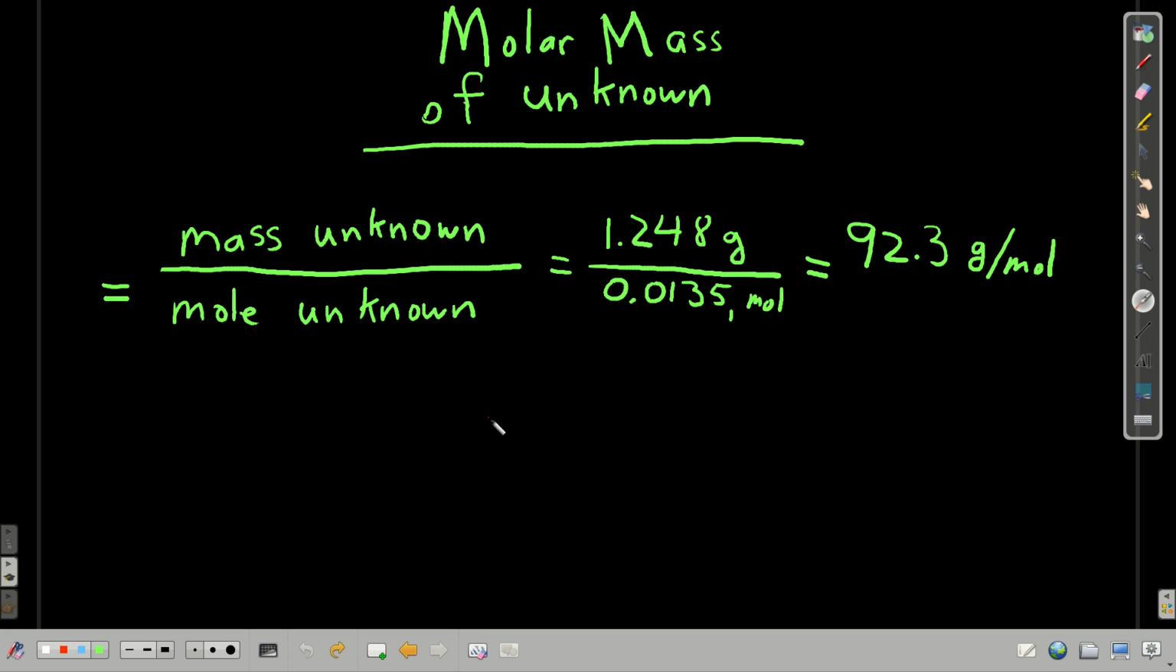Finally, to calculate the molar mass of the unknown, just take the mass of the unknown. Again, I made this number up, but you weighed out the unknown, so you have this number for yourself. Divide by what we just got, the moles of carbon dioxide, which is equal to the moles of unknown. Remember, it's a 1-to-1 mole ratio, so we got this many moles of CO2, which is equal to the moles of unknown. Do the division, and that's our answer.